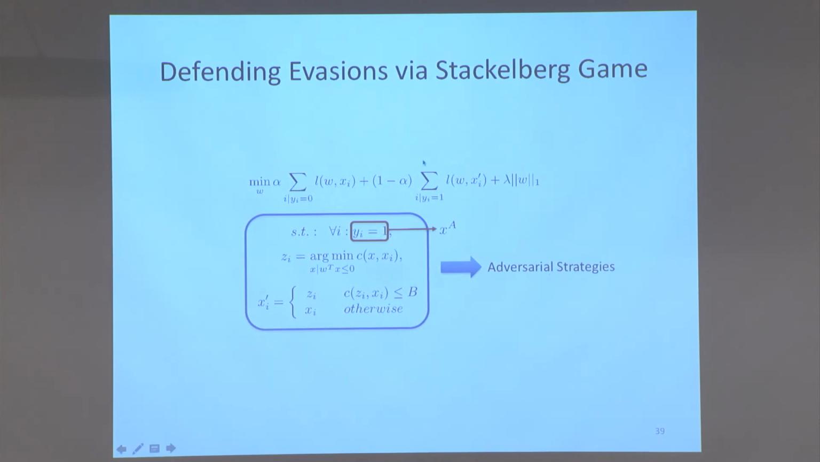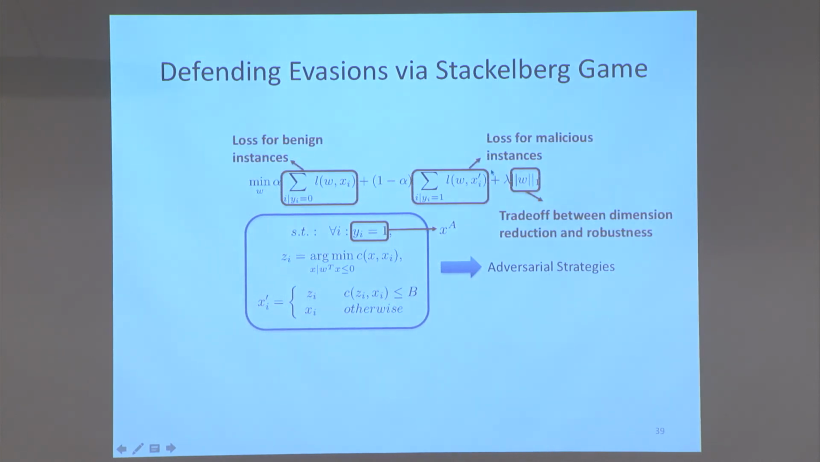For example, this is a traditional learning algorithm where you want to minimize the loss by optimizing the weights given the training data, for example X and Y pairs. Here you add another loss term, which considers the adversarial behaviors. For example, for all the Y equals 1, which are adversarial instances, you can generate a box to model the cost of the adversaries and the budget of the adversary, to consider what they can do in the worst case scenario. Then you add these two losses together with the L1 loss to make the trade-off between feature reduction and robustness.